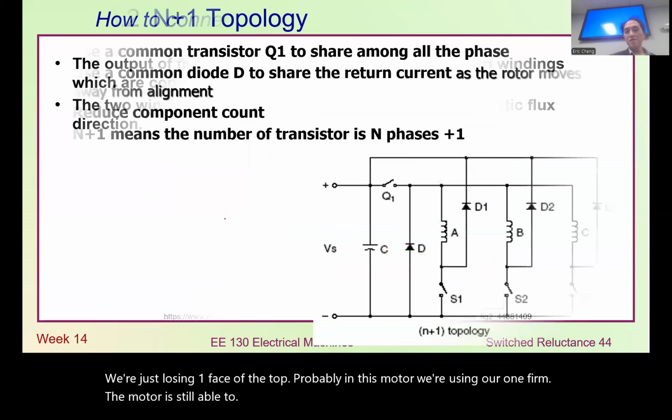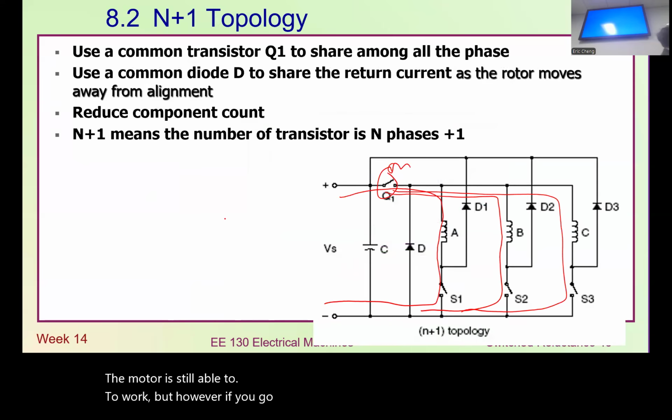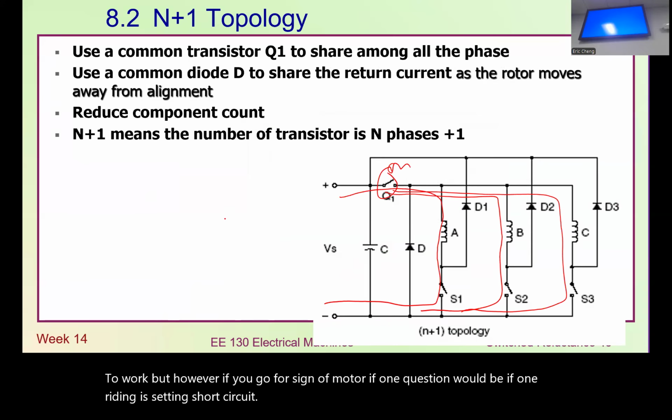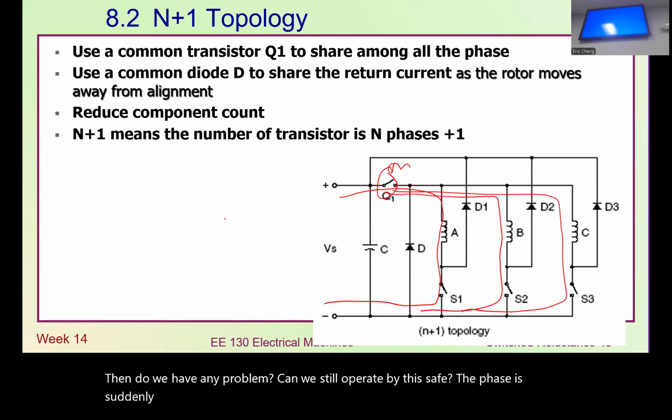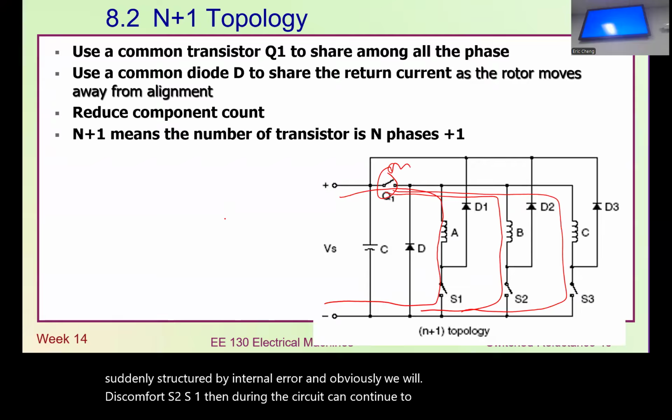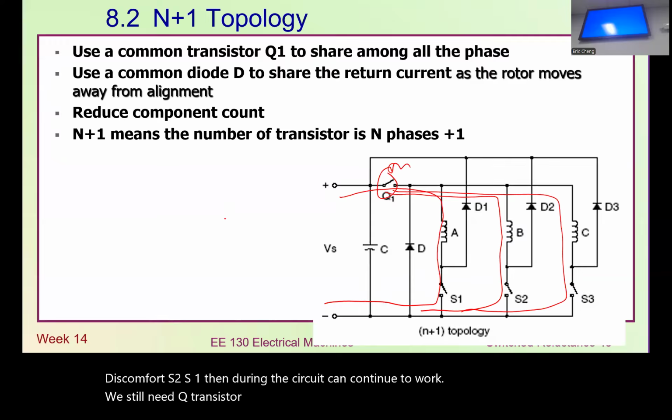The motor is still able to work. However, if you go for this kind of motor, one question is, if one winding is suddenly short circuit, do we have any problem? Can we still operate? Say phase A is suddenly short circuit by an internal error, and obviously we will disconnect S2, S1. Do you think the circuit can continue to work? We still need the transistor for B phase and C phase. So do you think it is still okay? Yeah. So you can see that's a capability of the SR motor.